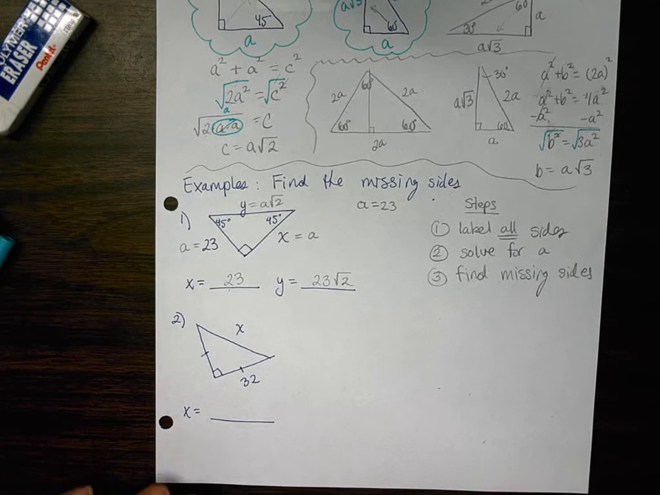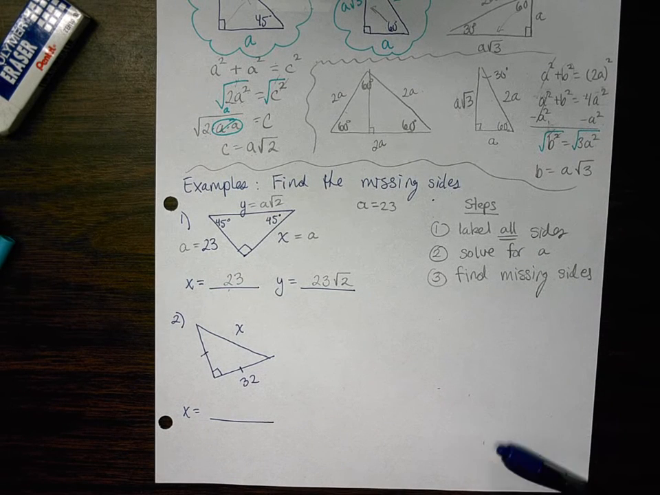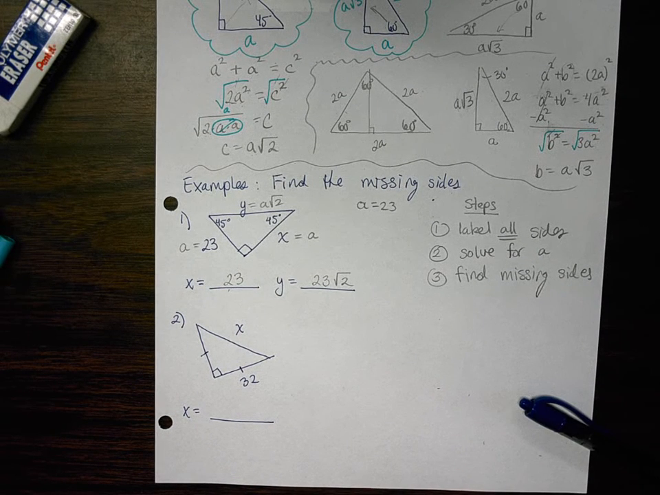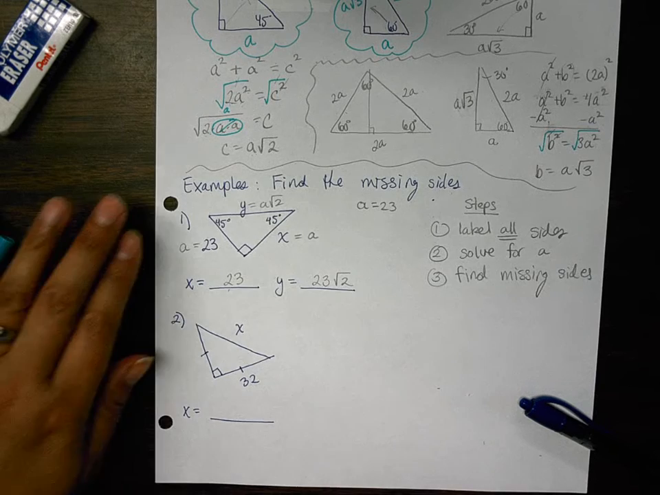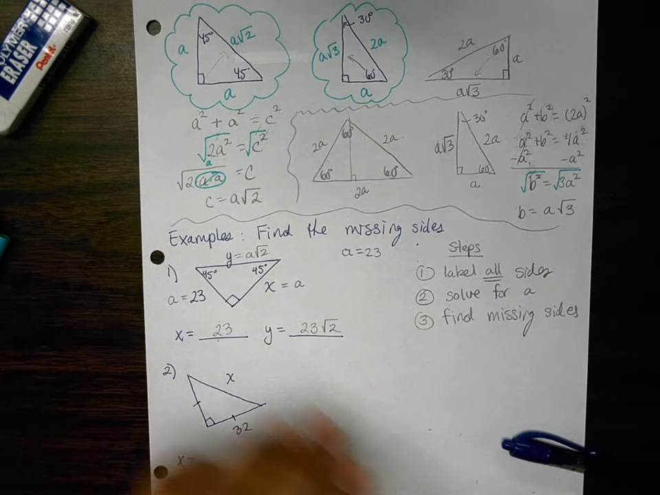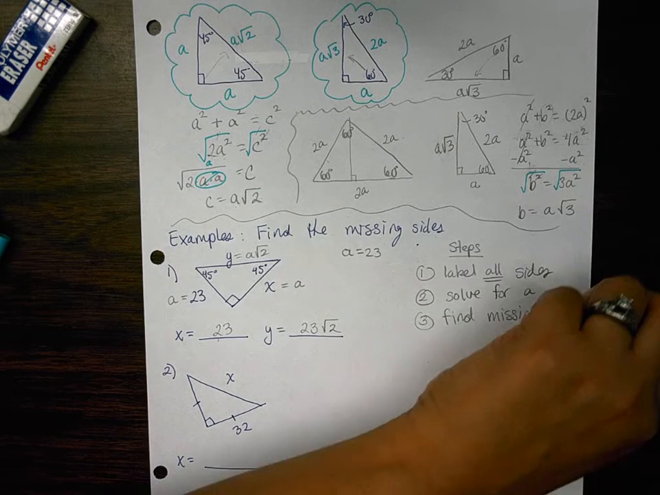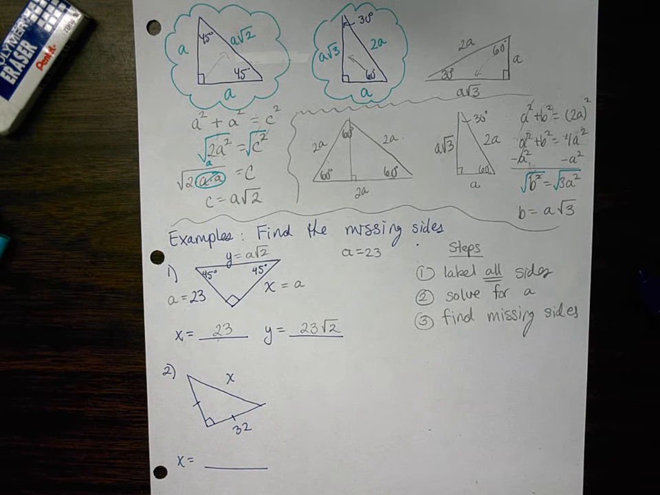Okay. In this picture, I'm only asking you for X. What triangle is this? The 45, 45, 90 or the 30, 60, 90? Or not enough information? Okay, I heard a few of you say 45, 45, 90. How do I know that if they didn't give me any angles other than the 90?